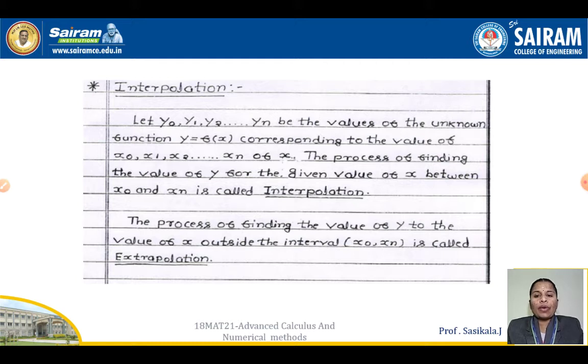Let y0, y1, y2, etc., yn be the values of an unknown function y is equal to f of x corresponding to the values x0, x1, x2, x3, etc., xn of x. The process of finding the value of y for a given value of x between x0 and xn is called interpolation. The process of finding the value of y for a value of x outside the interval of x0 to xn is called extrapolation. We will do problems for interpolation as well as extrapolation by using Newton's method.